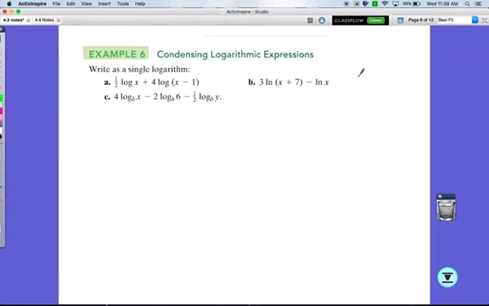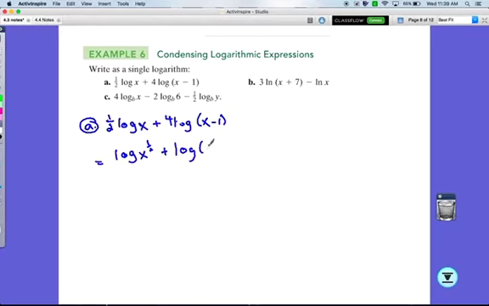A little bit more work with these. On A, we actually have powers in front. Let me rewrite the problem. I've got 1/2 log of x plus 4 log of x minus 1. So I can actually bring the numbers out in front as powers. So this becomes a log of x to the 1/2 plus the log of x minus 1 to the 4th. I brought up the powers.